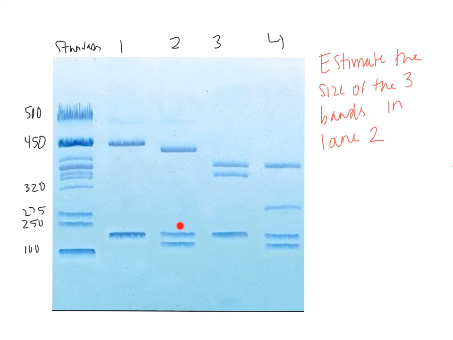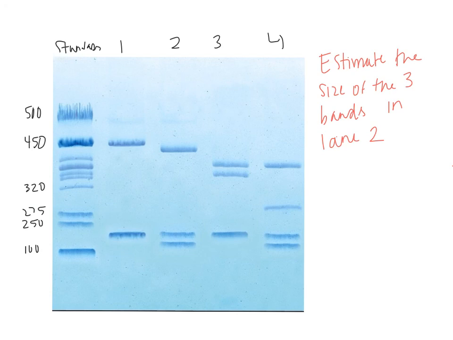Then I come down here and I come over. This one is in between 250 and 100. So I'd say it's probably about 200. And then this one is right above 100, so probably about 110. So if it's 430, 200, and then about 130, we estimated the size by using the standard markers over here.